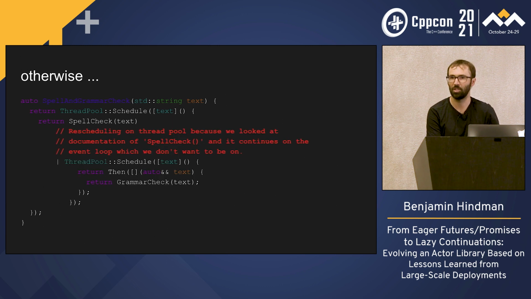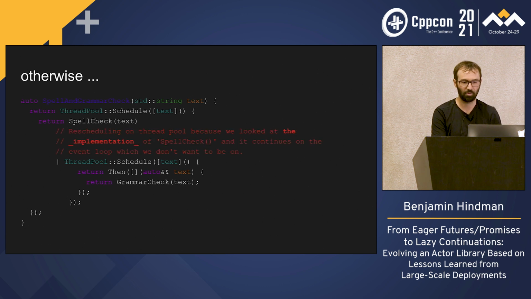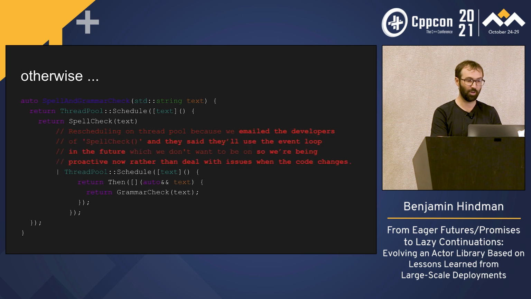And of course, what I should really be doing is writing a great comment that explains why I have to do this every single time, which says, I'm rescheduling on the thread pool because we looked at the documentation of SpellCheck and it continues on the event loop. Or because I looked at the implementation of SpellCheck and it continues on the event loop. Or even worse, because I emailed the developers of SpellCheck and they said they'll use the event loop in the future, which we don't want to be on, so we're being proactive now, and so on. Hopefully you get the point.